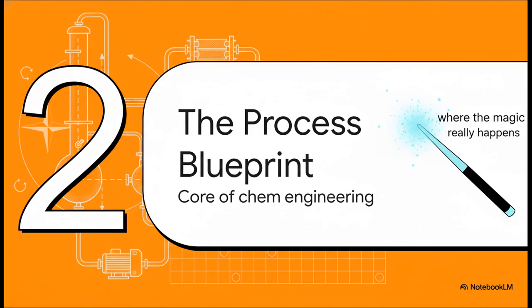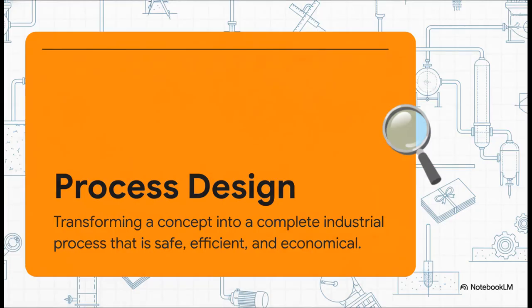This is the crucial step where a scientific idea starts to actually look like a real industrial reality. Think of it like the master blueprint for production. Process design is where you lay out the entire plan and figure out all the critical questions before a single piece of steel gets ordered or foundation is ever poured. It's all about planning on paper to make sure you succeed in the real world.